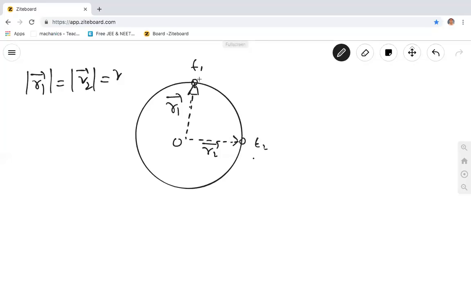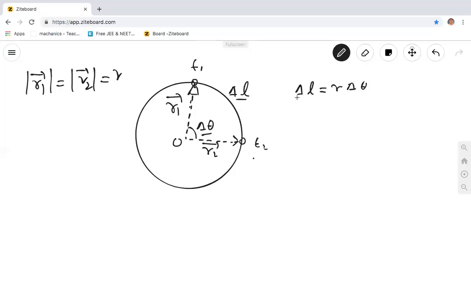Now, from here to here, the distance covered is delta L. And let me suppose this angle is delta theta. Can anybody tell me what is the relationship between delta L and delta theta? Arc length, delta theta equal to delta L by R. Delta L, that's the arc, is equal to R, the magnitude of r1 and r2, times delta theta. That's what you know. Arc is equal to R theta.